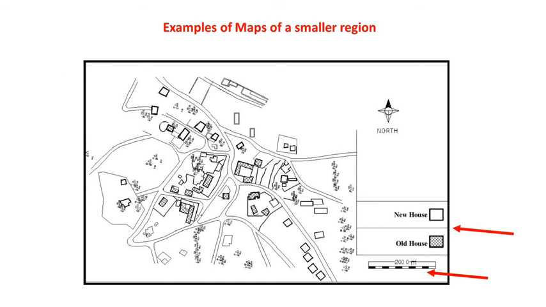Open boxes are new houses, and the box with a cross mark is an old house. Regarding the scale, this entire distance is 200 meters. So say, for example, from this place to this place is approximately 200 meters, and from here to here is approximately 400 meters. So this place is approximately 400 meters from this place. This is how you try to understand a map.